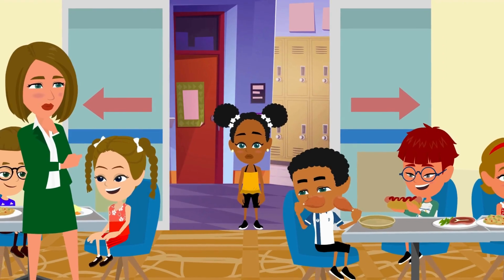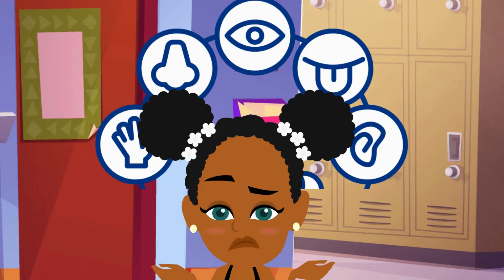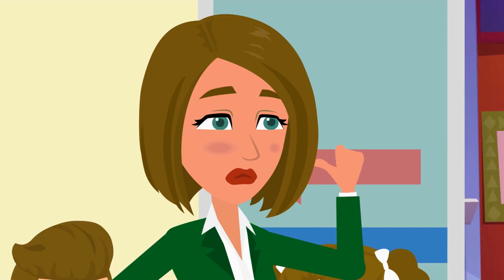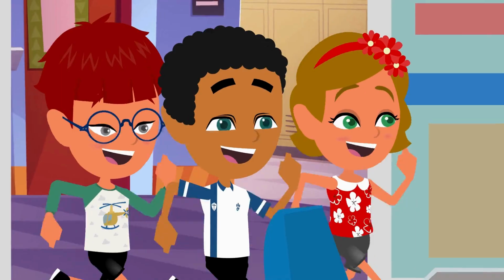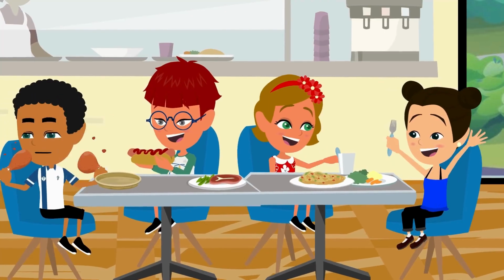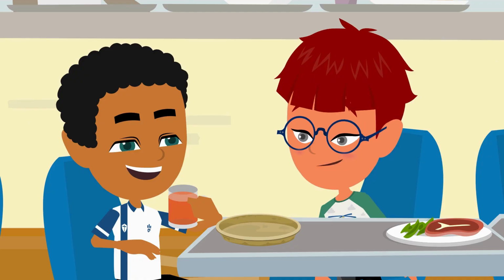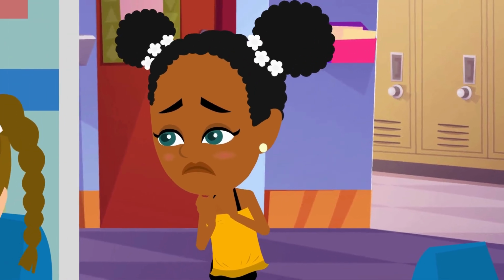Let's talk about how to support Gestalt language processors during lunch, a time filled with sensory input, social complexity, and transitions that can easily overwhelm without the right support. What is lunchtime? Lunch is one of the least structured, most stimulating parts of the day. It involves navigating food routines, social expectations, and unpredictable environments, all of which can be challenging for GLPs.